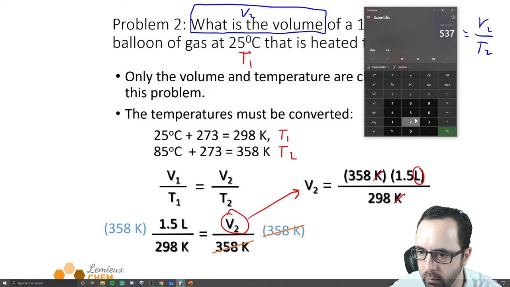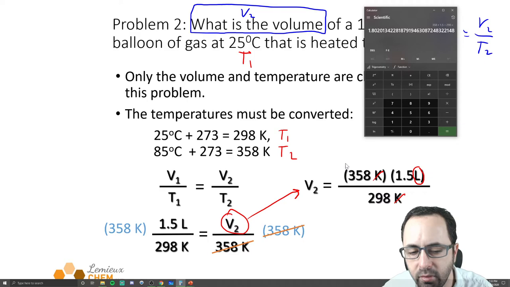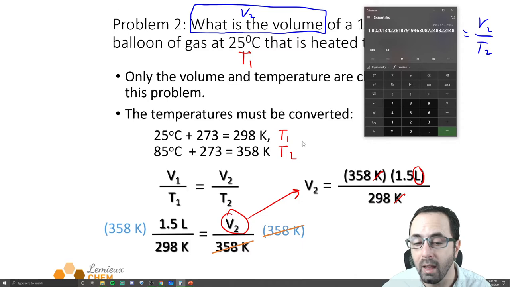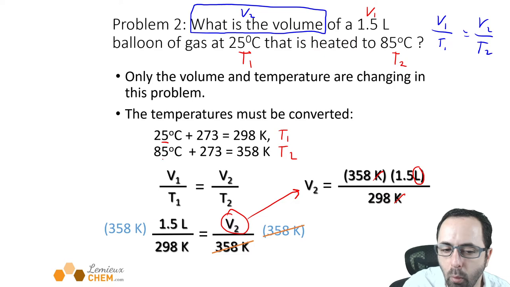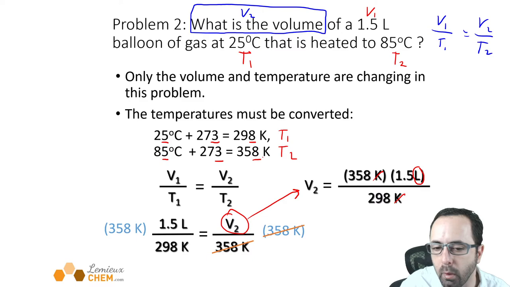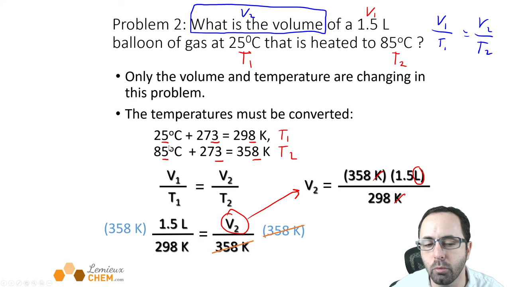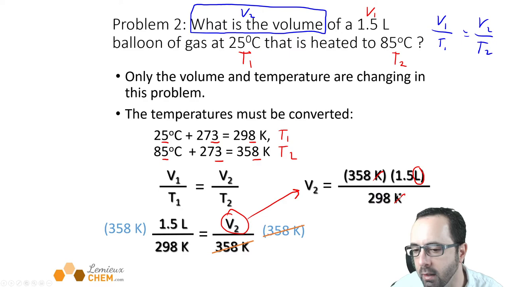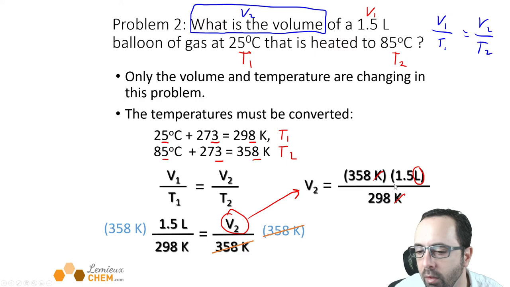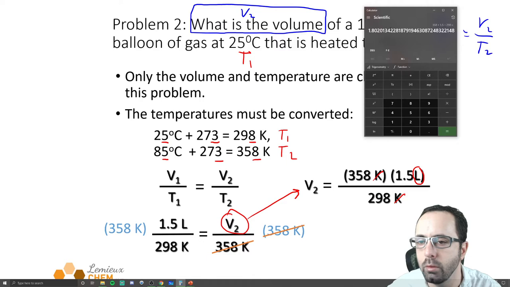And for our sig figs, the 358 and the 298 have 3 sig figs. They have 3 sig figs because remember, when you add, you look at the place value. So this was a 1's place, 1's place, 1's place, 1's place, so our last sig fig is at the 1's place. When we add or subtract, we don't count sig figs, we look at the place value. But now that we're multiplying and dividing, we count the sig figs. The 358 and the 298 have 3 sig figs, but the 1.5 that we were given only has 2. So our answer needs to have 2 sig figs. Our answer is going to be 1.8, and the unit will be liters. So V2 is 1.8 liters.